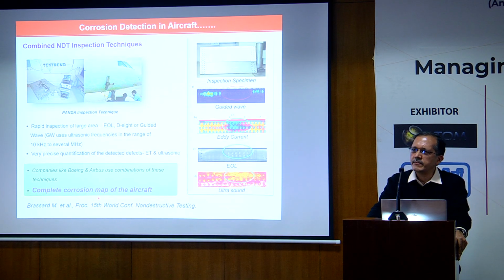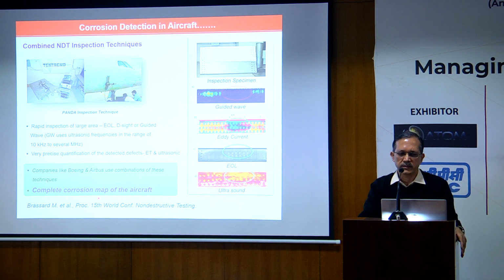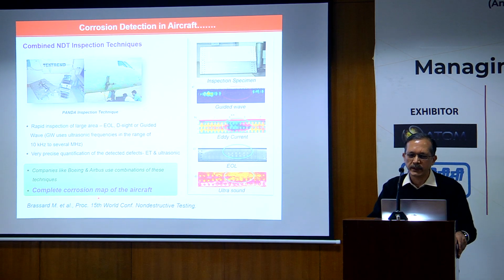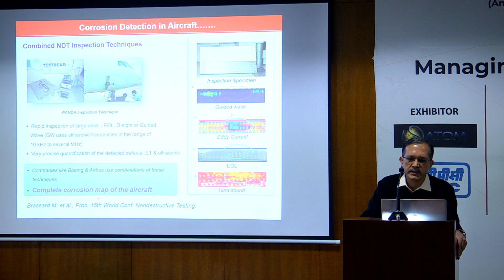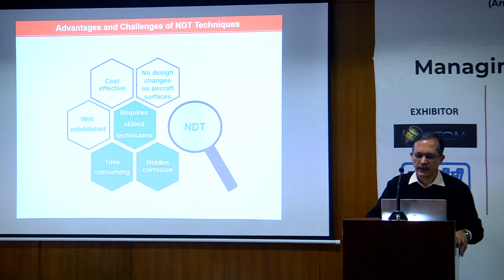Now, as I mentioned, not a single technique can detect the corrosion in the full aircraft, because the aircraft is a very complicated structure. So a combination of techniques is utilized to map the complete corrosion map of the aircraft. Some of the techniques are listed over here, for example the guided waves, the eddy current, and then the ultrasound. You need a large number of techniques to map the corrosion of the full aircraft.